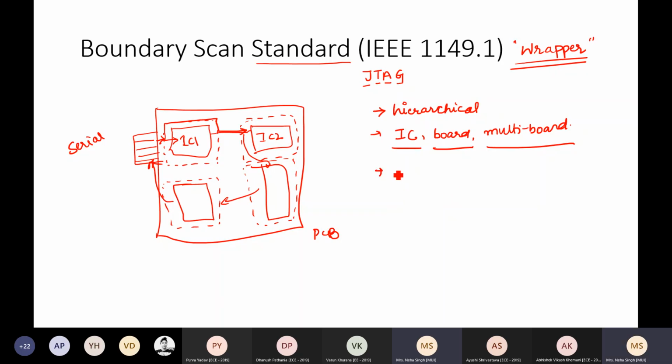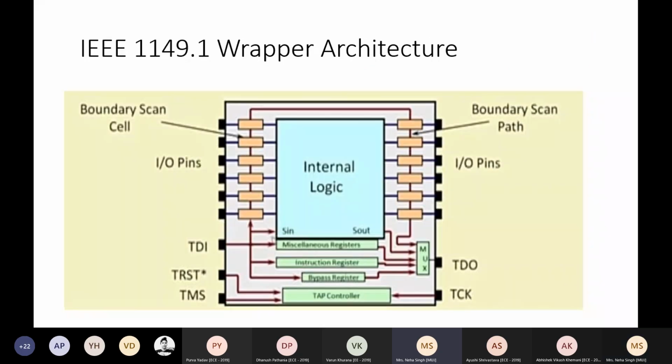Also, this gives me the ability to test interconnects between ICs on the board. I'm able to detect any error if it happens here. That will also be checked. To do that, my wrapper needs to have a boundary scan cell. This is the most important thing.